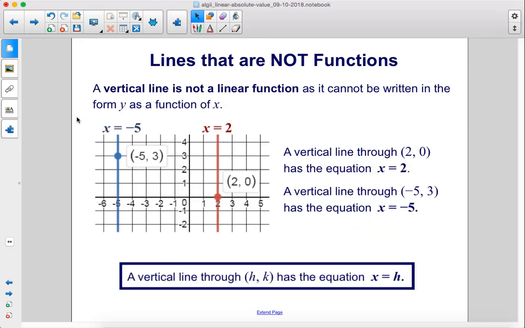A vertical line is not a linear function, as it cannot be written in the form y as a function of x. A vertical line through the point 2, 0 has the equation x equals 2. A vertical line through the point -5, 3 has the equation x equals -5. A vertical line through h, k has the equation x equals h.